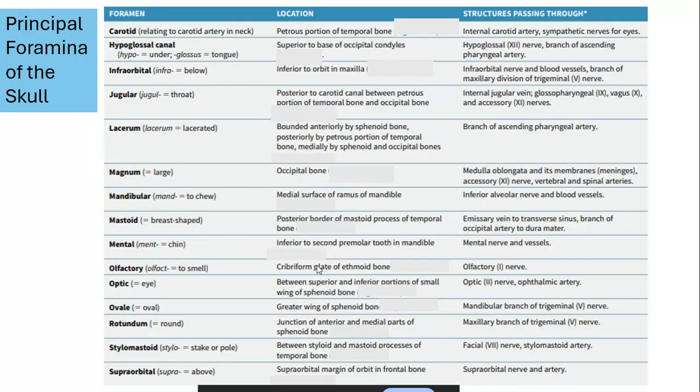Stylomastoid, between styloid and mastoid process of temporal bone. Facial nerve, stylomastoid artery. One is facial nerve, another is stylomastoid artery. Supraorbital, supra is above, supraorbital margin of orbit and frontal bone, right? Supraorbital nerve and artery. The best way to remember all these is to understand and remember the location.